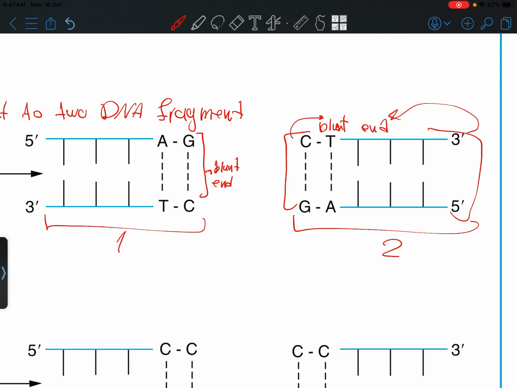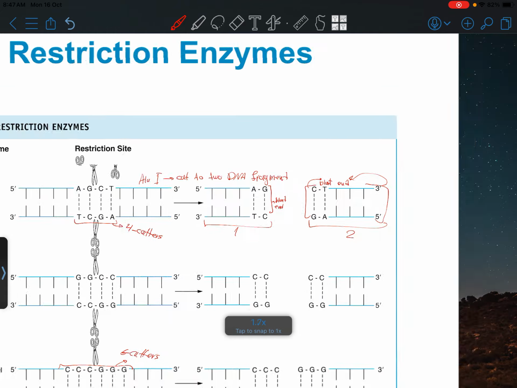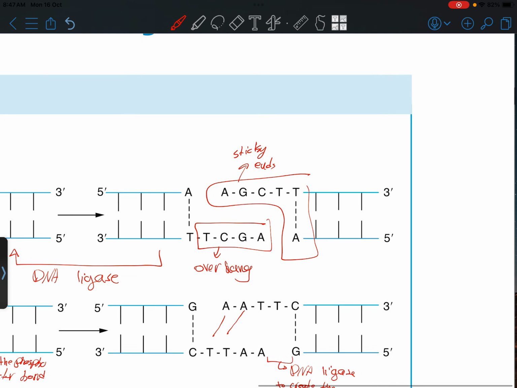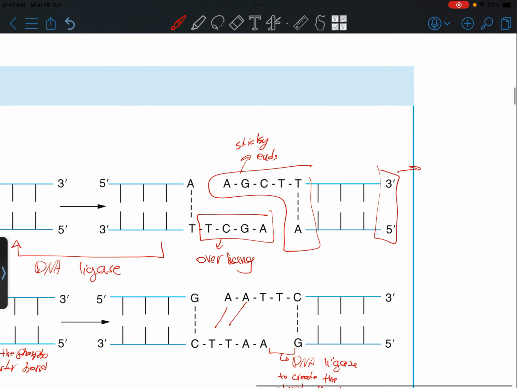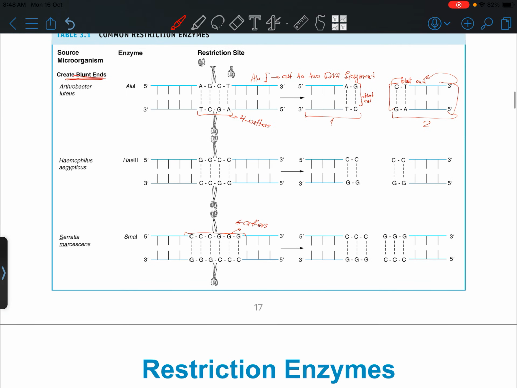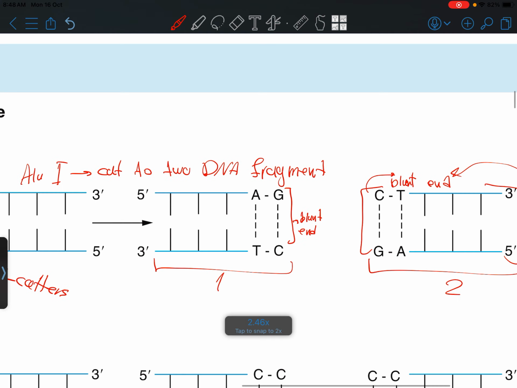Now, what if we take fragment 1 and 2 and add to them what? DNA ligase. What will happen? How many DNA fragments will be generated? How many different DNA fragments will be generated? One.